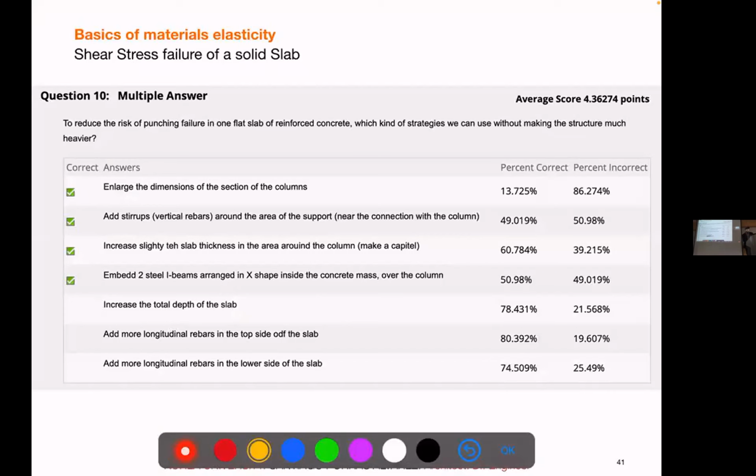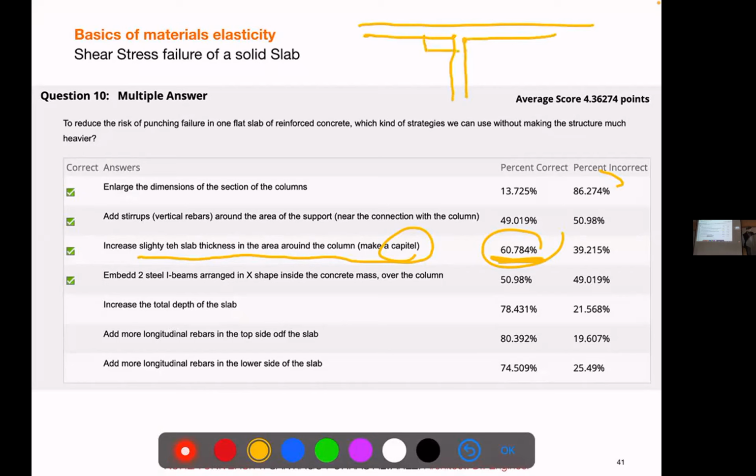So how would we improve the conditions for this shear? Most people were correct in increasing the slab thickness with the capitals, because we saw in class 60%. So okay, we put a capital, have more concrete, so that area is reinforced, right? So in section, we have the column, and if we add more concrete here, this weak area is already reinforced, so the stress is diminished. So this is correct. This is something that half the class thought would be correct.